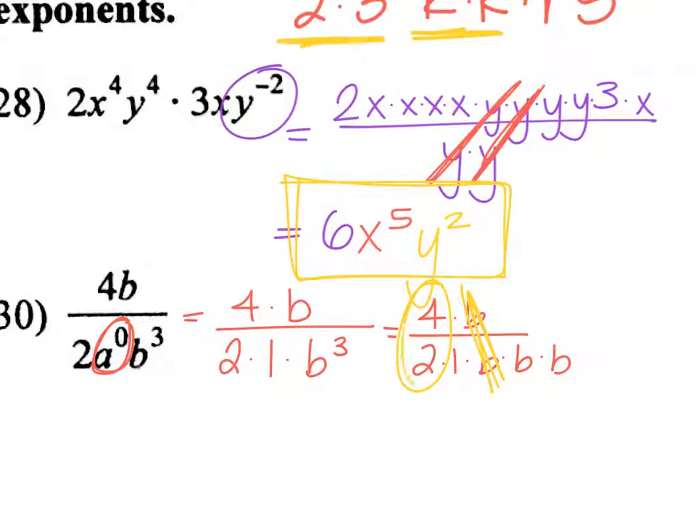And then we want to treat this fraction as something that could simplify, and 4 over 2 can become 2 over 1. So this is now 2 over 1 times b times b. And the simplest way to write that is 2 over b squared.